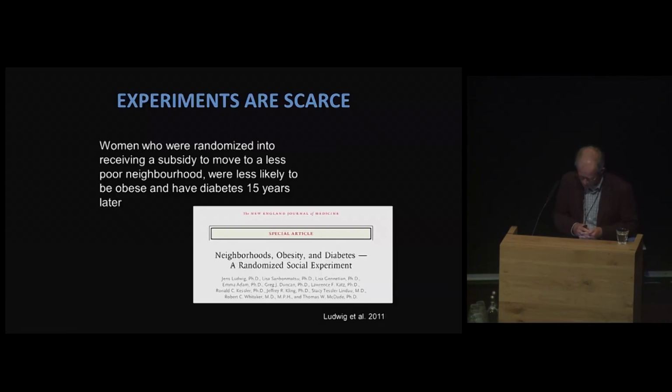And this is an example of a paper published in the New England Journal of Medicine. It's one of perhaps three, four of such experiments that have been published that found that if you randomize women with children to receive or to not receive a subsidy that allows them to move from the poor neighborhood in which they are living to a richer, better equipped neighborhood, that 15 years later, the women who received that subsidy and who then have moved to a better neighborhood have a lower likelihood of being obese and having diabetes, possibly through better opportunities for physical exercise in the better neighborhood. This supports the idea that where you live does indeed causally influence your health behavior or your health outcomes. But these examples, as I said, are still very, very rare.